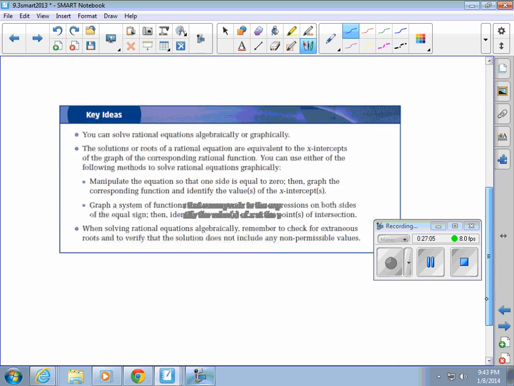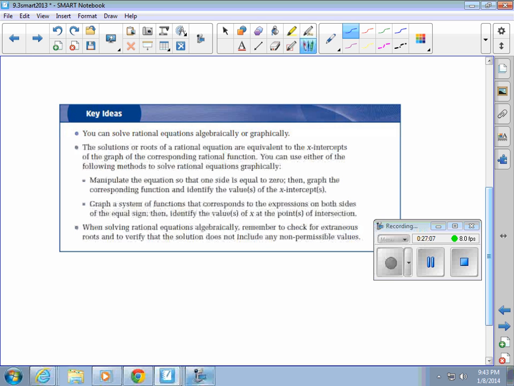I guess I should just go over the key ideas. You can solve rational equations algebraically, so that's finding what your x equals when your y is 0, or graphically by putting it into your calculator and calculating the intersect. The solutions or roots are equivalent to the x-intercepts of a graph. You can use either of the following methods to solve it: manipulate the equation so one side is equal to 0, then graph the corresponding function and identify the values of the x-intercept, or graph the system of functions that correspond, so that's y1, y2.